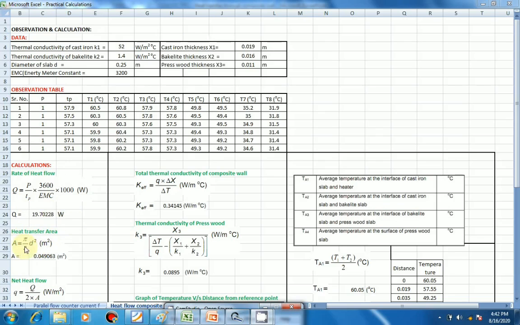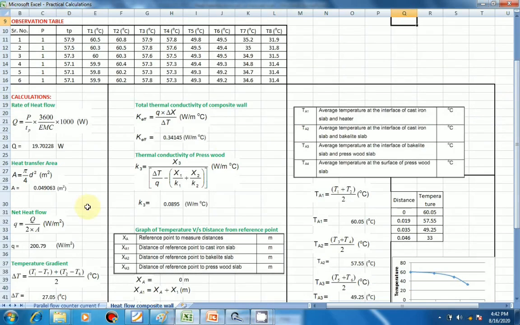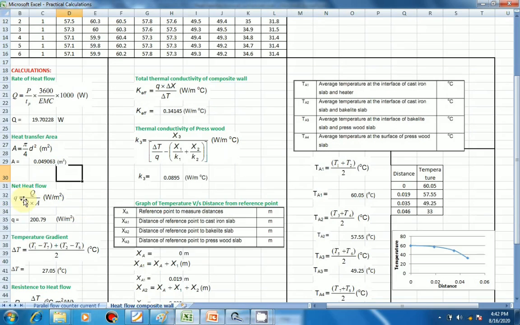Then after that we calculate the heat transfer area. So the equation of heat transfer area is what? Pi by 4 into D square. So we know the value of D, it is 0.21. So from that we calculate the value of this area. Then after that, next step is to calculate the value of the net heat flow.